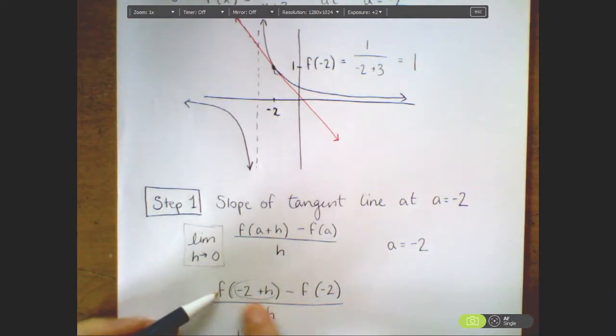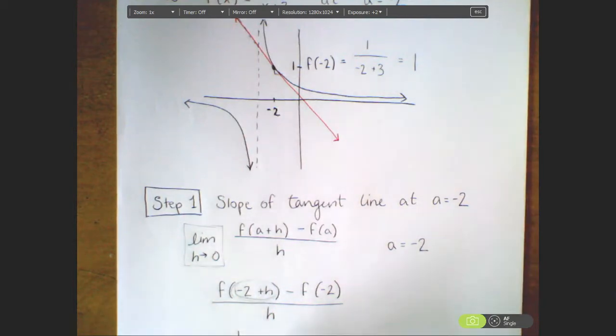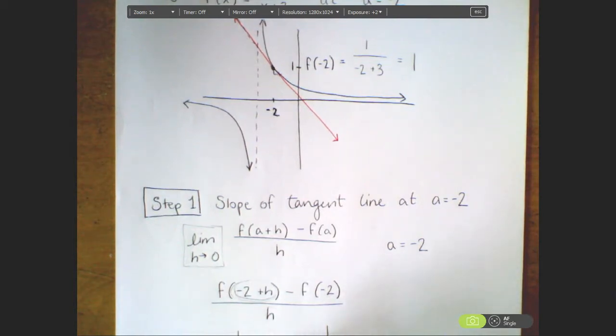This is f of -2 plus h. And now I'm going to subtract f of negative 2. I'm going to plug in negative 2 for my x value. So this becomes negative 2 plus 3, all divided by h.